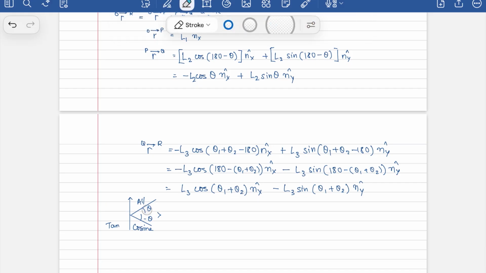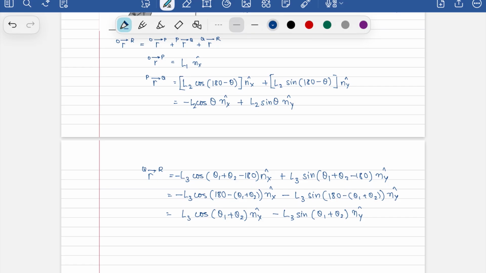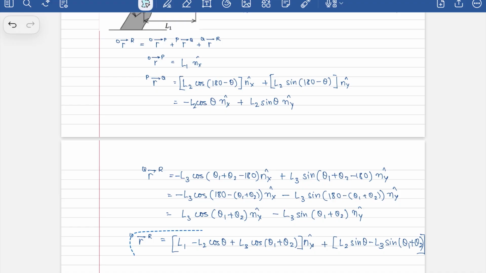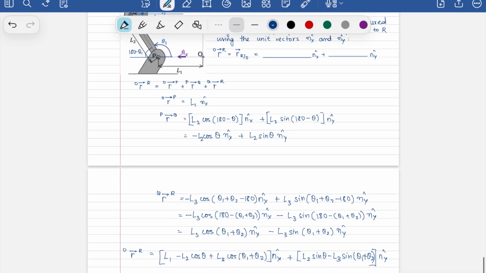Okay, so we were able to write down all three vectors in a way that is useful. And then the position vector from O to R is just the sum of all of these, which gives me L1 minus L2 cos theta plus L3 cos of theta 1 plus theta 2 in the x hat direction, plus you have L2 sine theta minus L3 sine of theta 1 plus theta 2 in the y hat direction. So this would be a complete answer.